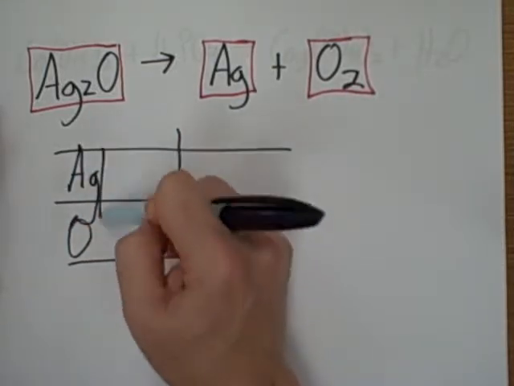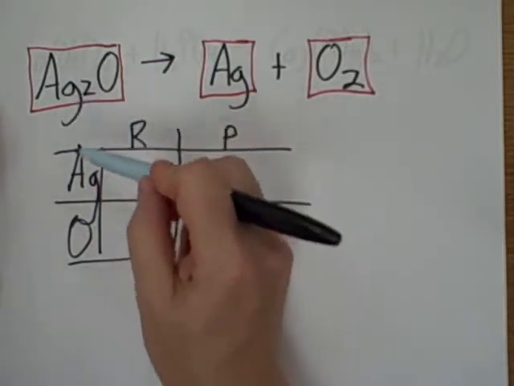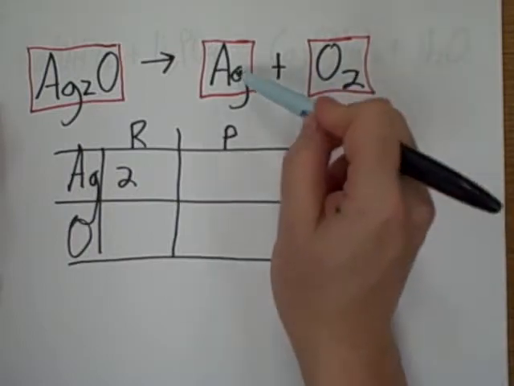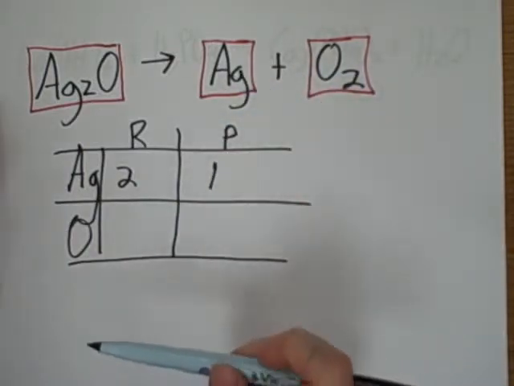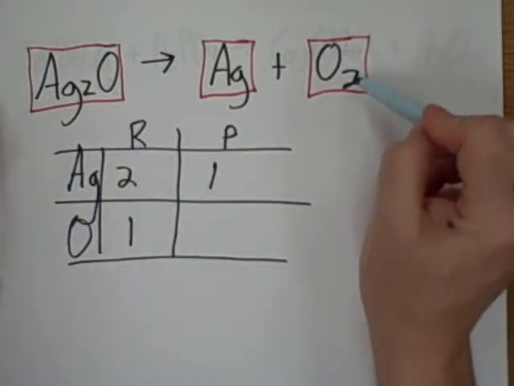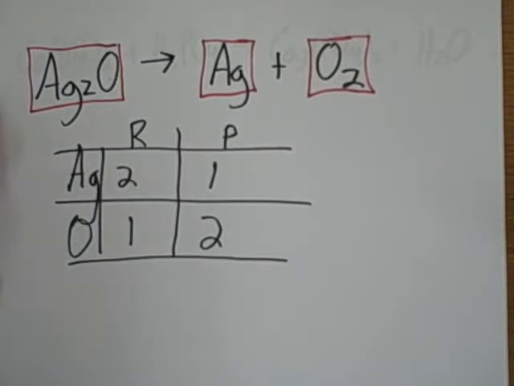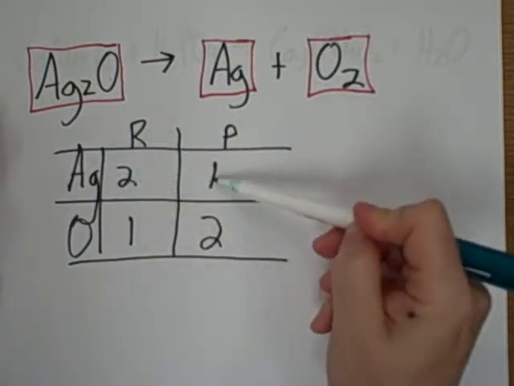So for our reactant side and our product side, we have 2 silvers and 1 on the product side. In our reactant side, we have 1 oxygen, and on the product side, there's 2 oxygens. So neither thing is balanced at this point. So we need to put some numbers in front. So we have 2 and 1.